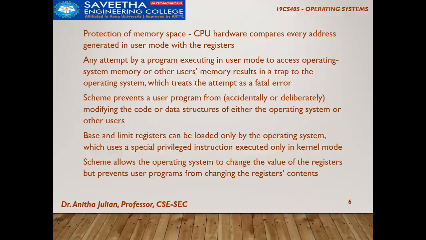So the protection of memory space is very important. The CPU hardware will compare every address generated in user mode with these registers. It should not exceed. If it exceeds, it is going to cause a fatal error. That is why we keep these base and limit registers, so that if the code accidentally or deliberately exceeds, it does not create errors in the operating system. The base and limit registers can be loaded only by the operating system, and it will take care that the size of the process is known. That is why we are using these two registers.